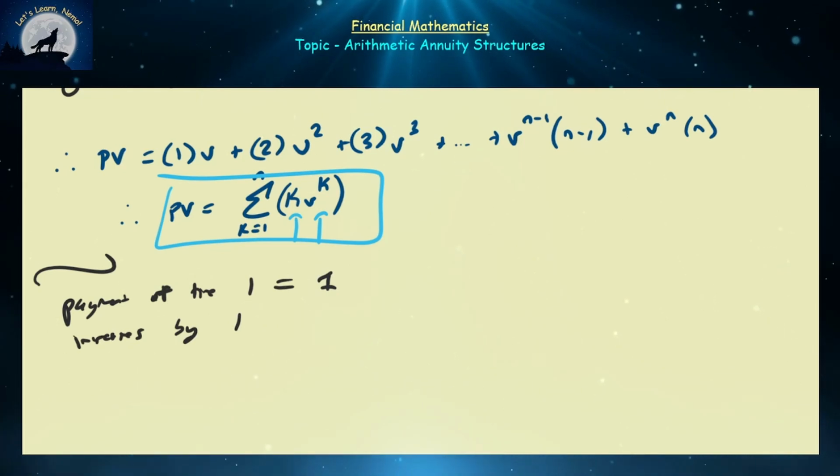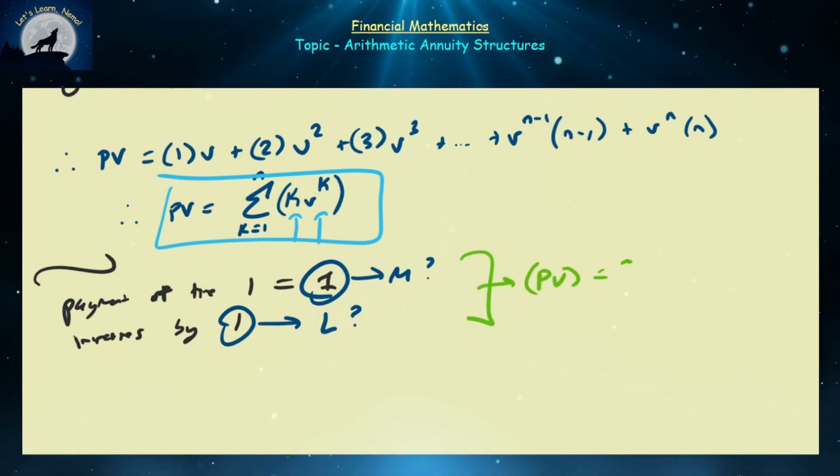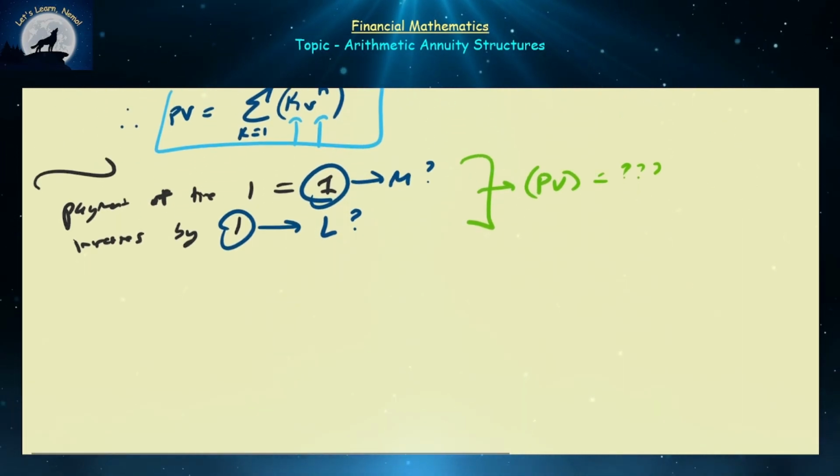So is it possible that we can change this to something, for example, m, and maybe instead of increasing by 1, maybe we want to increase by $5.50 each time? Is it possible that we can generalize that value to some number, let's say L, to get the generalized present value of that particular arithmetically increasing annuity immediate structure? And obviously with some algebra, you can definitely derive this, which is what we're going to do next.